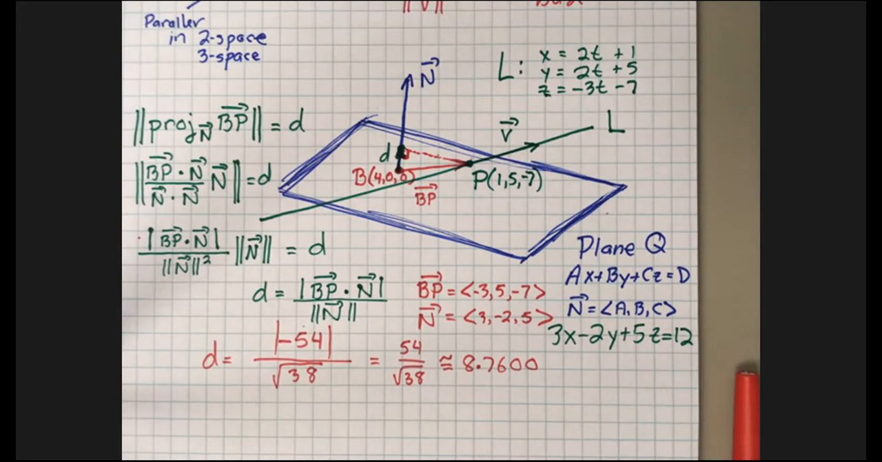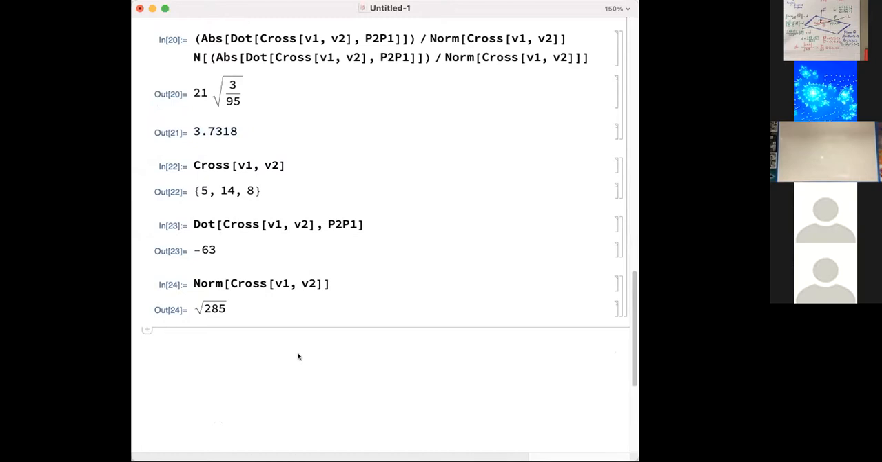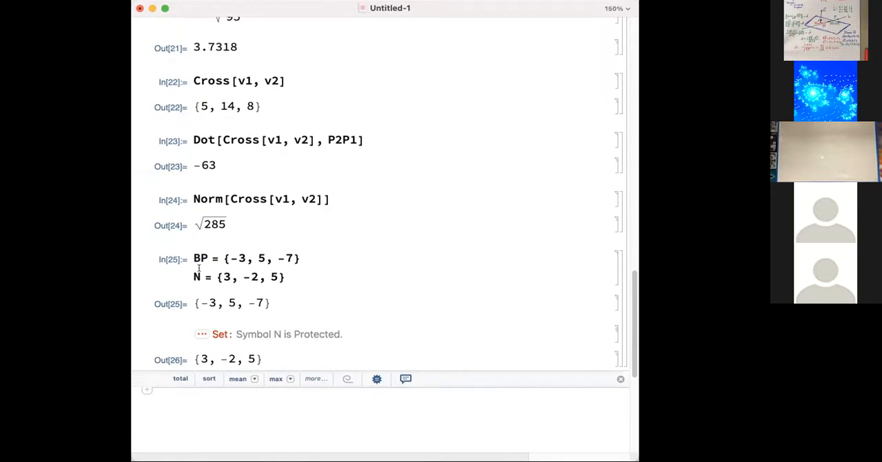I am just going to run to Mathematica and verify that. Because, you know, why not? We've been preaching that. So I want to say, here's my vector BP, which I claimed was -3, -5, -7. And here's my vector n, which I claimed was, I'm making an error right now. Hopefully you can see it. And when I said n, Mathematica came back and said, no, the symbol n is protected.